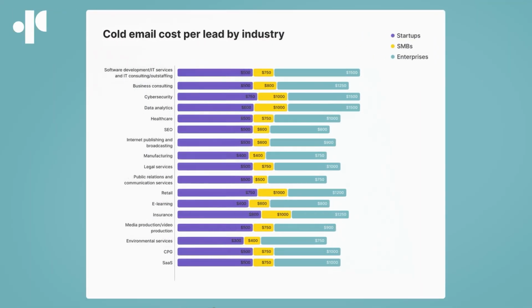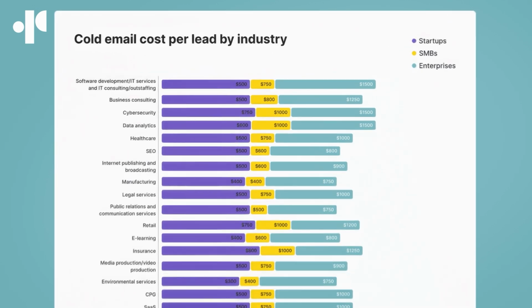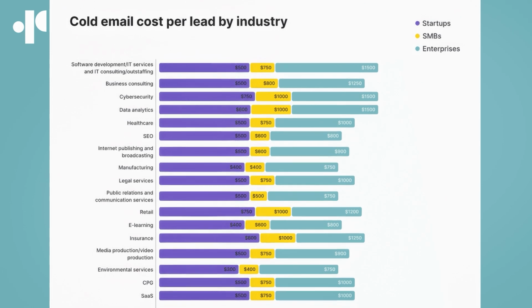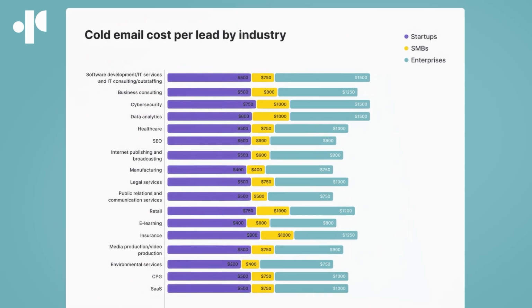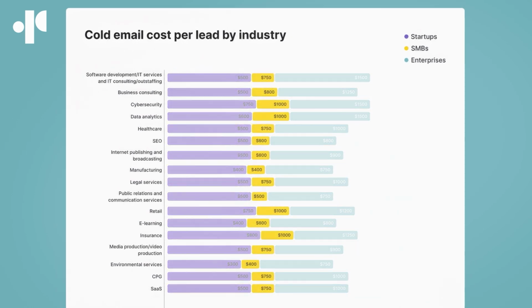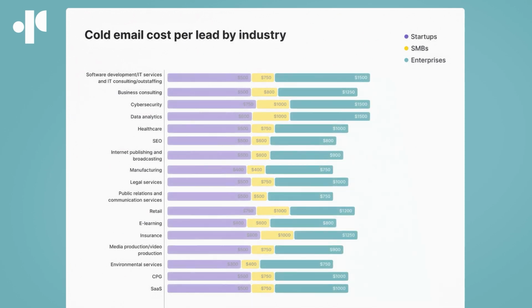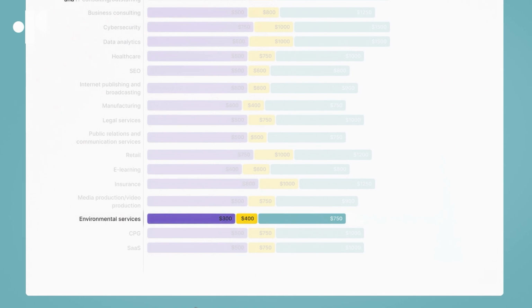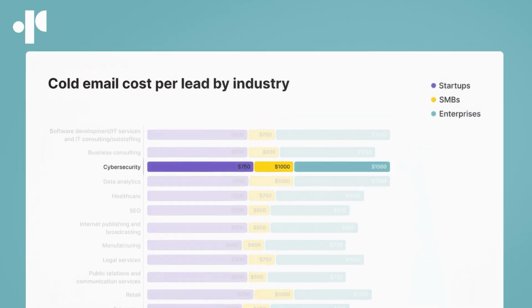On the screen, you can see a breakdown of cold email cost per qualified lead by industry and target audience. For client campaigns, the average CPL is roughly $770 across 17 industries. We found this by grouping our clients by industry and target customers, which would be startups, SMBs, and enterprise-sized companies. Our analysis shows that the environmental services industry has the lowest B2B cost per lead, which is $300 on the low end, $750 on the high end, and $483 on average. Cybersecurity companies have the highest lead generation cost, typically ranging from $750 to $1,500 with an average of $1,083.